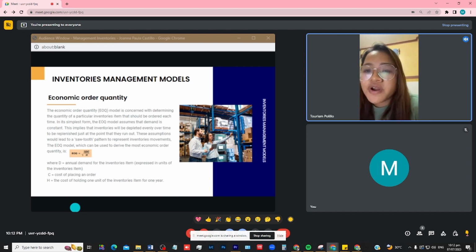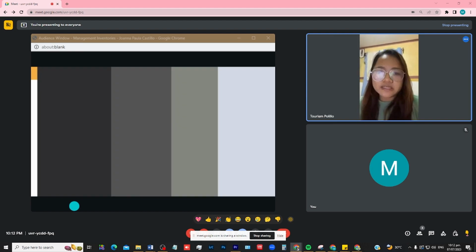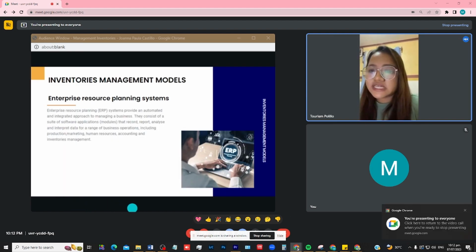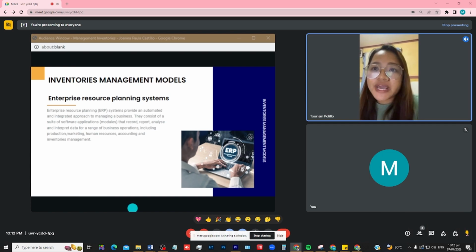The next model is what we call the enterprise resource planning system. The enterprise resource planning, or ERP, systems provide an automated and integrated approach to managing a business.